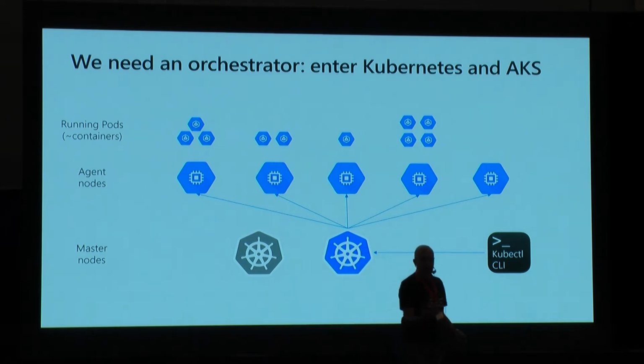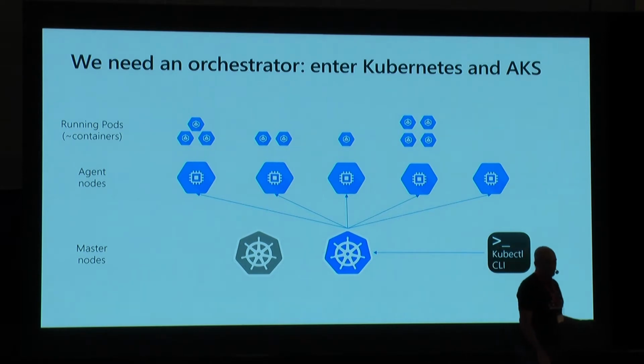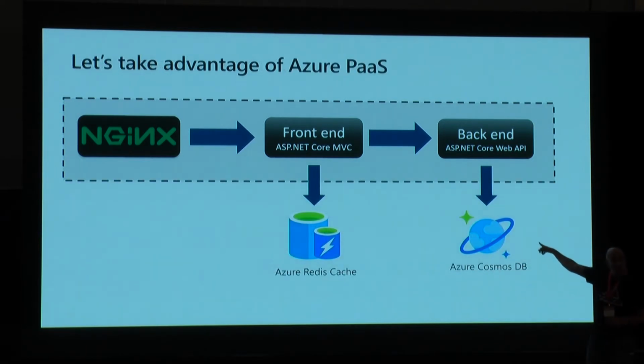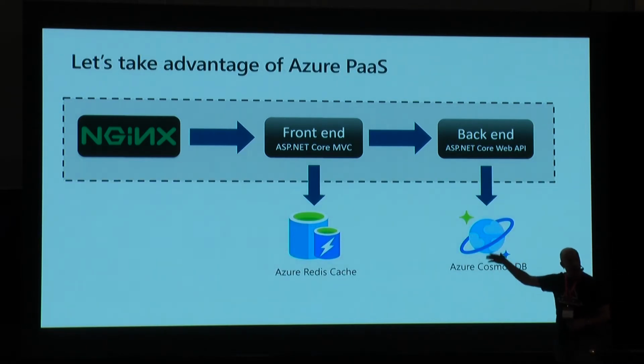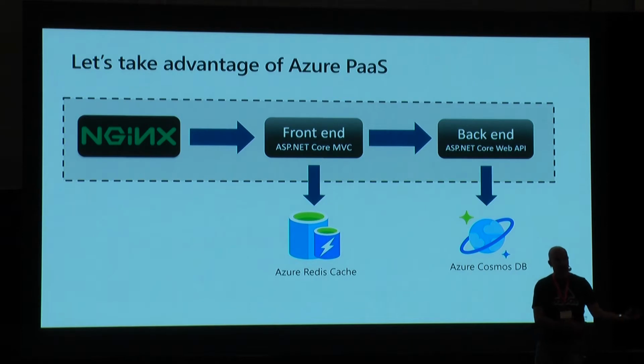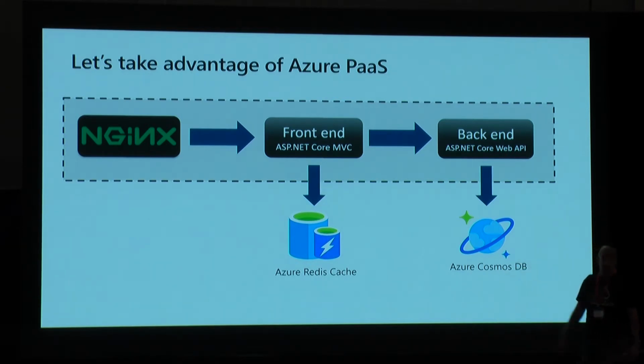So since we're in Azure, instead of looking for unicorns, probably we might want to leverage some platform as a service, some of the PaaS offerings that we have in Azure, and perhaps replace our Redis and Mongo that we were using in dev on my laptop with Azure Redis Cache and Azure Cosmos DB, for example. All right? So this is the next step to run everything on Azure.